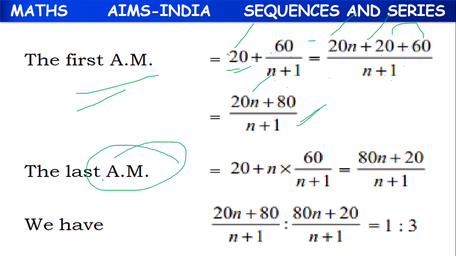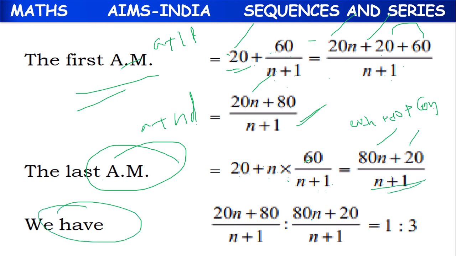So last arithmetic mean, a plus nd. First arithmetic mean a plus 1d. Last arithmetic mean a plus nd. So a plus n into d, how much? 60 by n plus 1. So 20 into n, 20n, 20n plus 20 into 1, 20, plus n into 60, 60n. 20n plus 60n, 80n plus 20 by n plus 1. Now we have the first mean and last mean. These two ratio equal to 1:3.